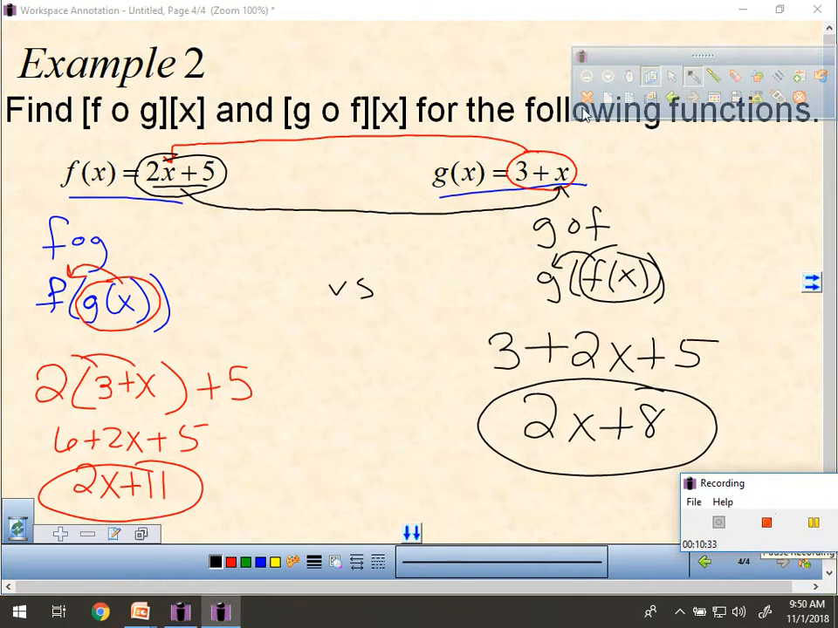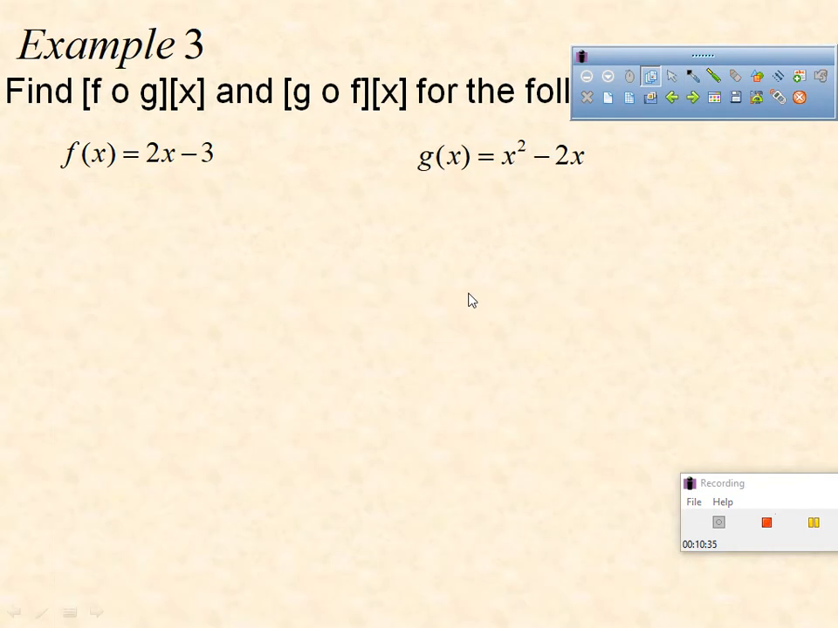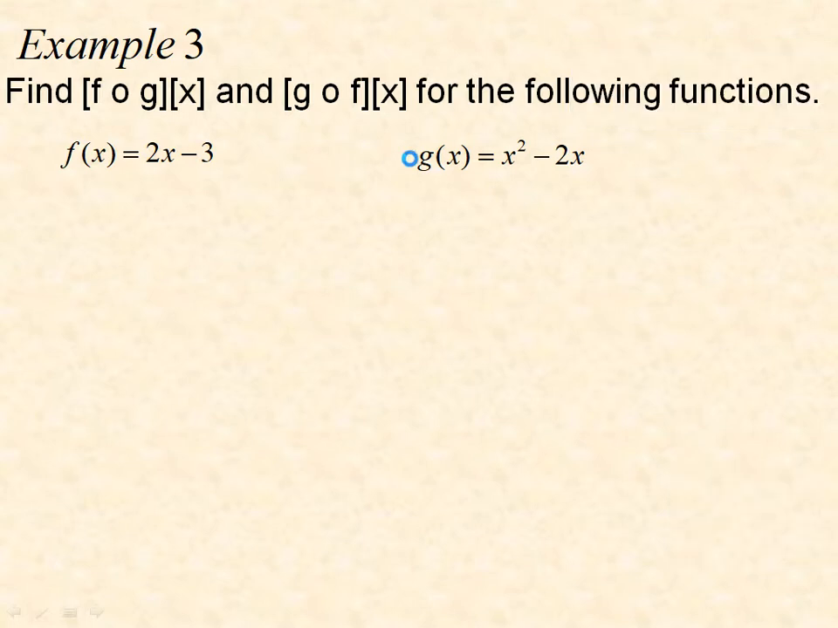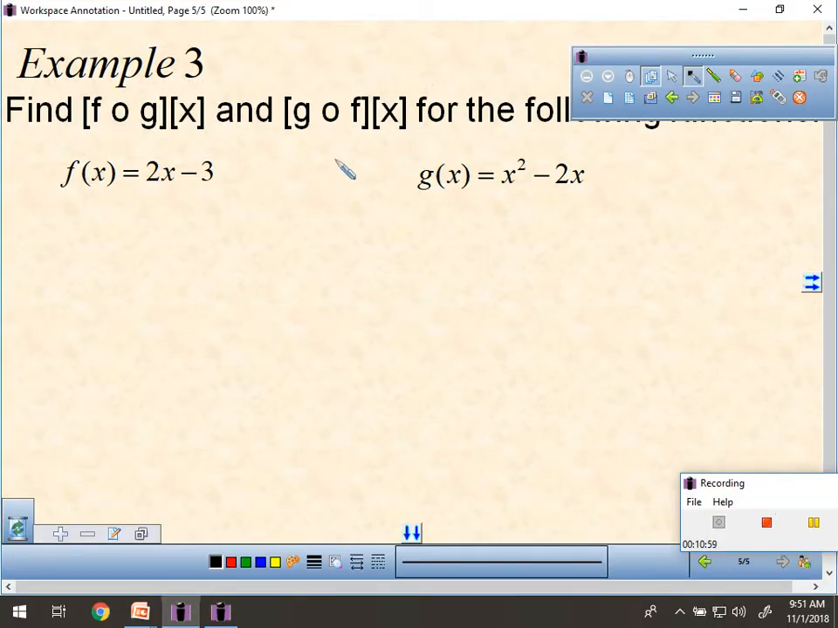All right, let's look at another example. Let's take it up a notch. So this time it says FOG and GOF. And then to split this up, ladies, if you want to do FOG, and fellas, if you want to do GOF, and then I'm going to do both of them so you can check yourself. But let's say that you want to do FOG and GOF for these two functions. Now, usually what happens, guys, is that there's going to be an easy one and there's going to be one that's a little bit more involved.